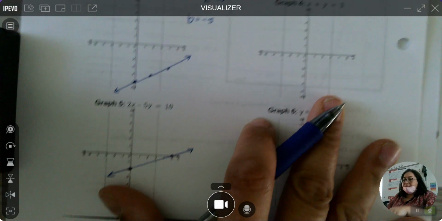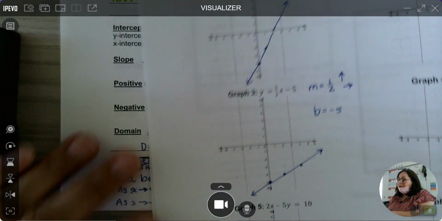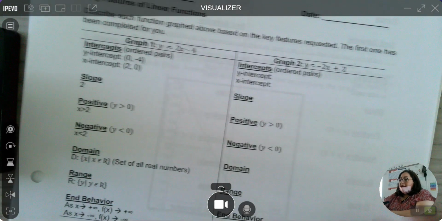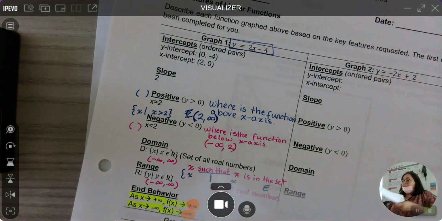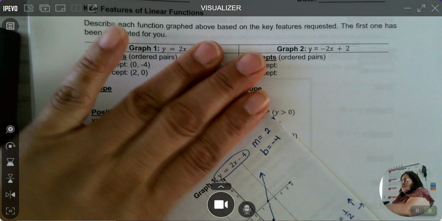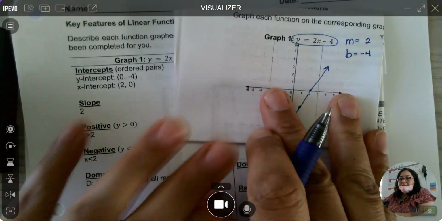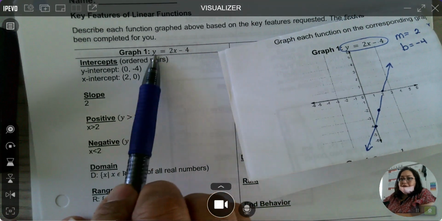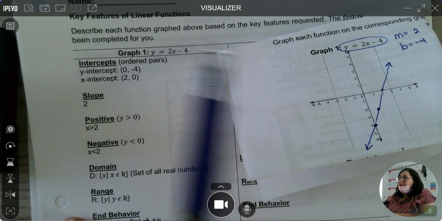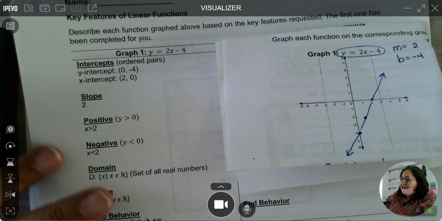See? Looks good? Alrighty. All right. Now, I'm going to focus on this graph and this graph only. Because look, y equals 2x minus 4. We graphed it already. Yay!